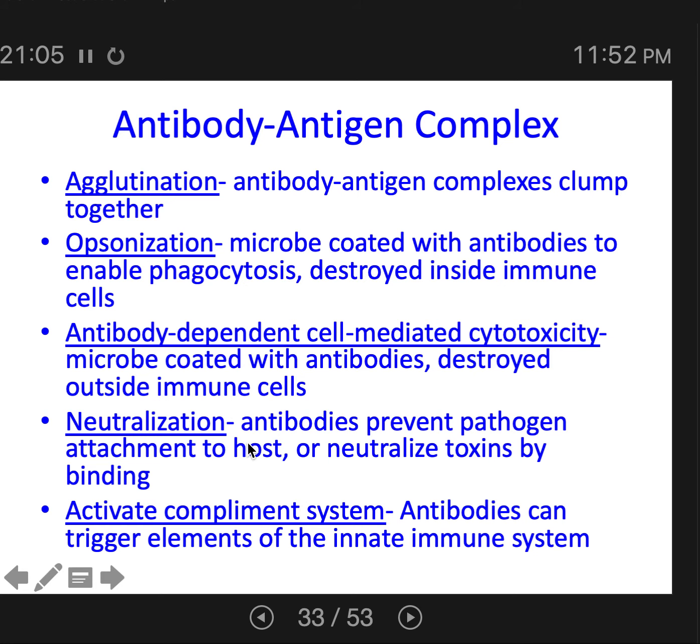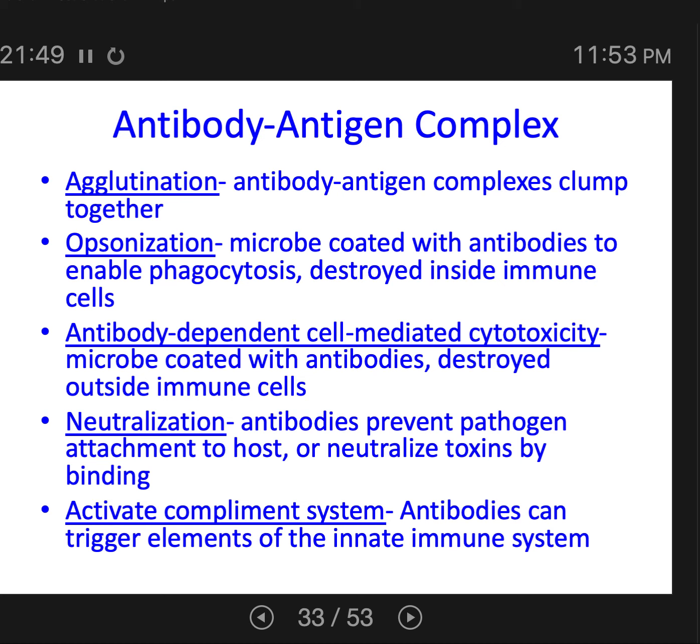Neutralization. Antibodies can prevent pathogen attachment to the host by neutralizing the adhesins. So we talked in microbial mechanisms of pathogenicity. Microbes have these adhesins, which are proteins that help them attach to host cells. When antibodies bind to adhesins, it neutralizes them so they can no longer bind. So that prevents invasion. Also, neutralization can refer to neutralizing toxins produced by the pathogen. So we talked about exotoxins in the microbial mechanisms of pathogenicity. So for example, Clostridium tetani produces a neurotoxin. When antibodies bind to that neurotoxin and neutralize it, it's no longer poisonous.